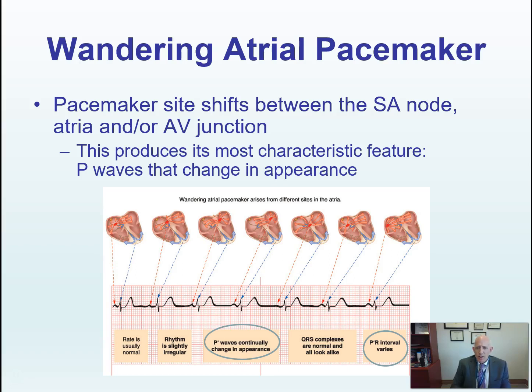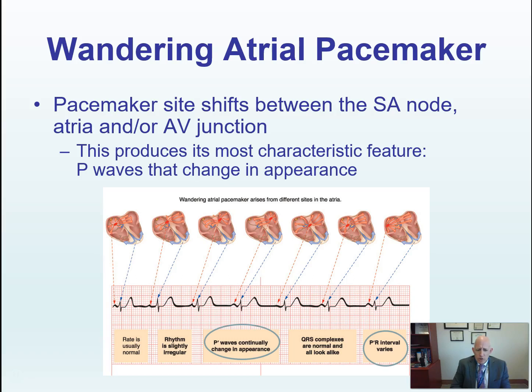So first of all, wandering atrial pacemaker is just what it sounds like. It is an atrial pacemaker that moves around between the sinus node and other sites in the atria and/or even the AV junction. And as you recognize, if the sinus mechanism always originates from the sinus node, the P wave is pretty much going to look the same all the time. If the pacemaker site in the atrium swaps around between the sinus node and other spots within the atrium itself, the P wave is going to look somewhat different.